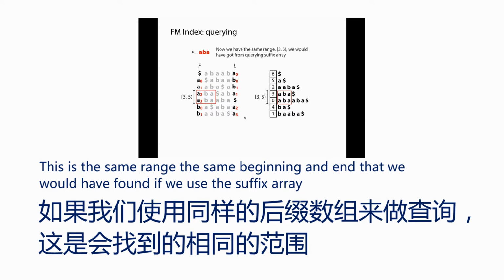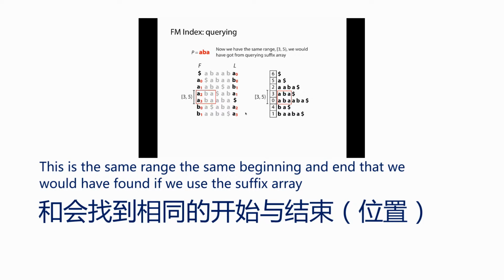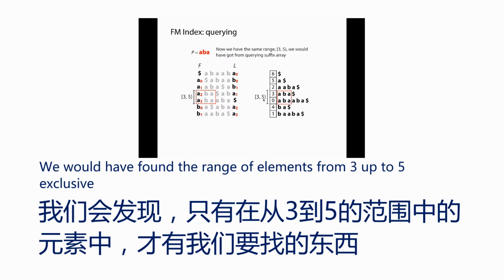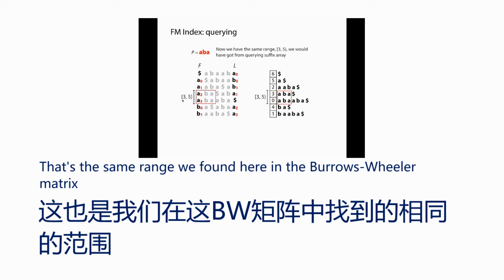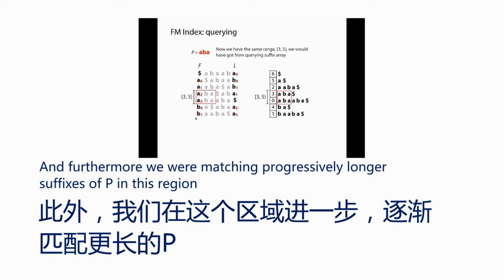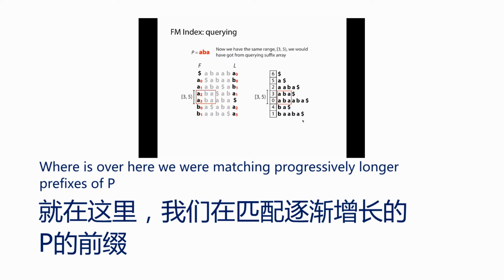This is the same range, the same beginning and end, that we would have found if we'd used the suffix array in the analogous way that we use the suffix array doing binary search. We would have found the range of elements from 3 up to 5 exclusive. That's the same range we found here in the Burrows-Wheeler matrix, but using the Burrows-Wheeler transform and the LF mapping, not using binary search. And furthermore, we were matching progressively longer suffixes of P in this regime, whereas over here we were matching progressively longer prefixes of P.